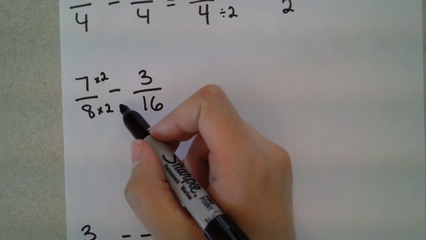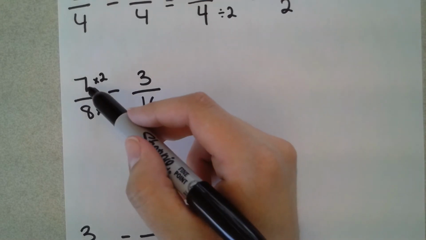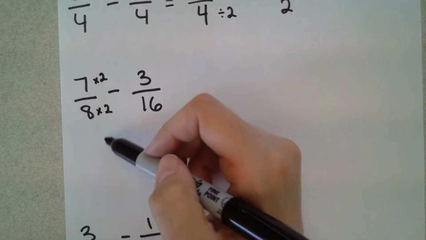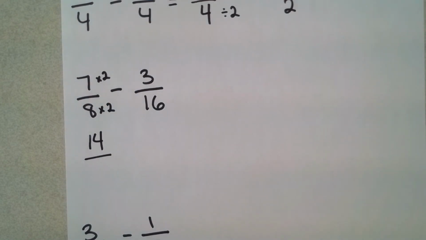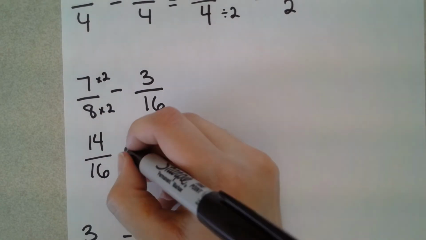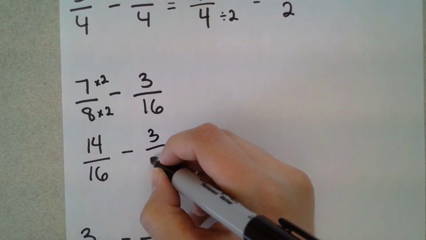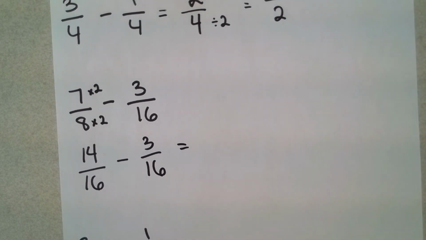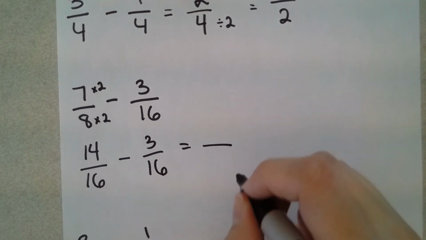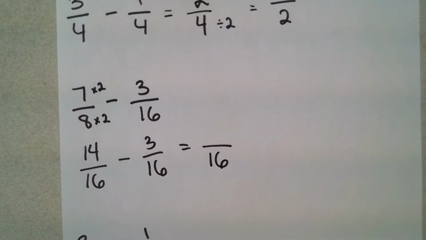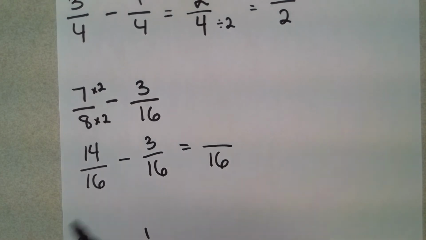Okay, so I'm going to do the same thing that I did for addition. I'm going to write my new fraction underneath. 7 times 2 is 14. 8 times 2 is 16. Minus, and then I'm going to carry this one down, 3/16 equals. All right, now I carry my 16 through. And now I just have to do 14 minus 3. So 14 minus 3 is 11.